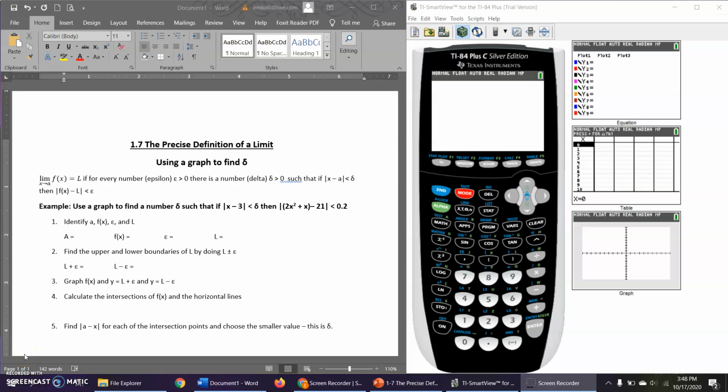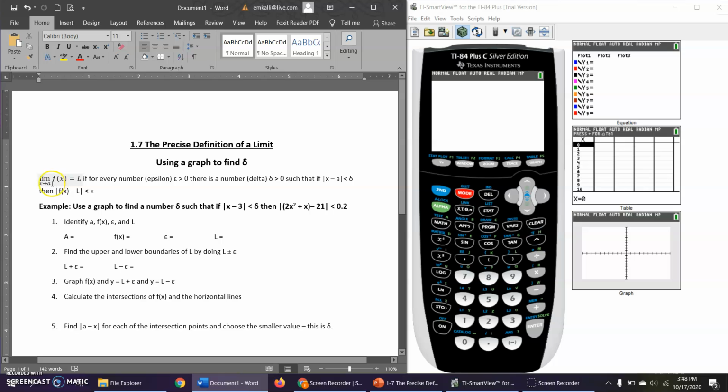Hi everyone, in this video we're going to be looking at the first application of the precise definition of a limit, which is using a graph to find delta. So you'll notice that right here I've copied the precise definition of a limit, leaving off some of the original things that it said. But what we have here is the definition.